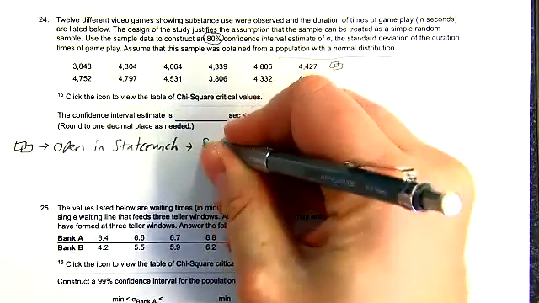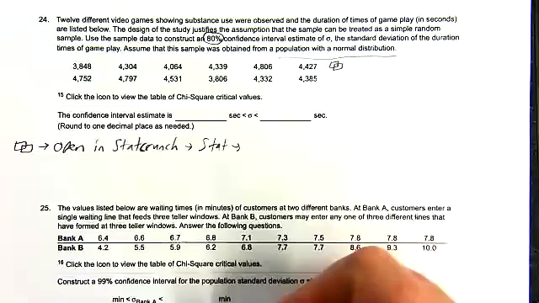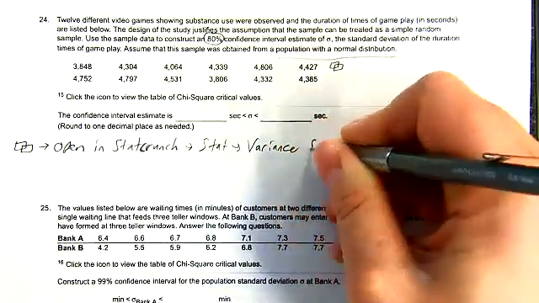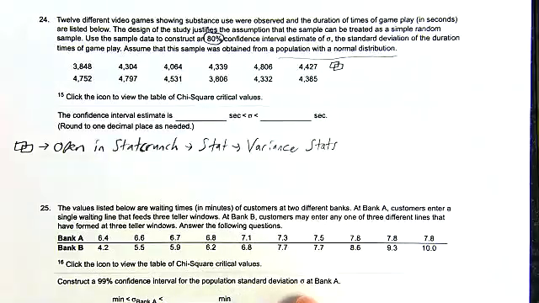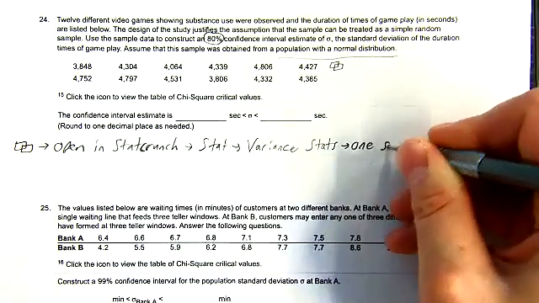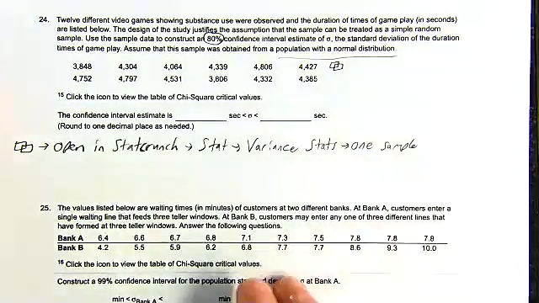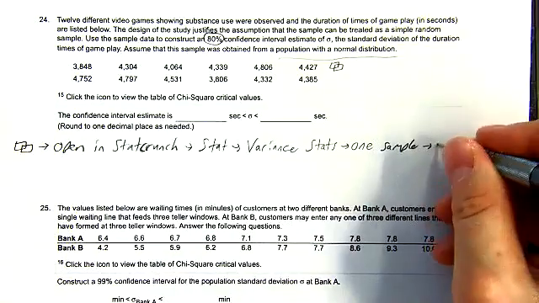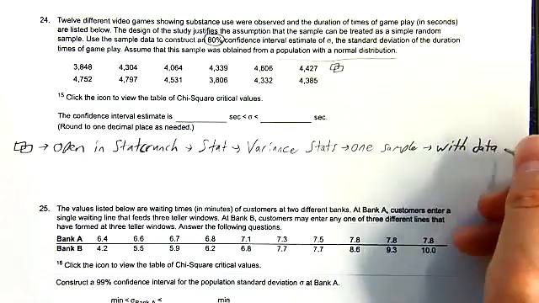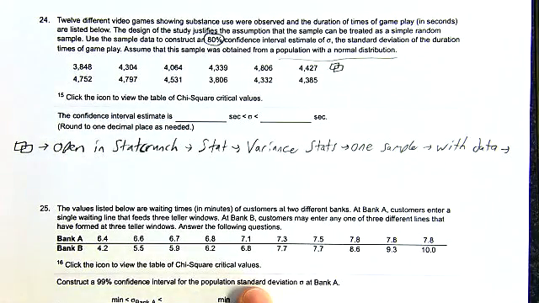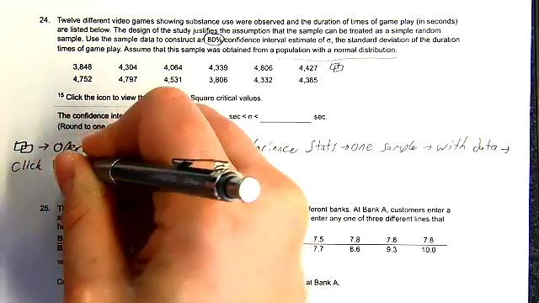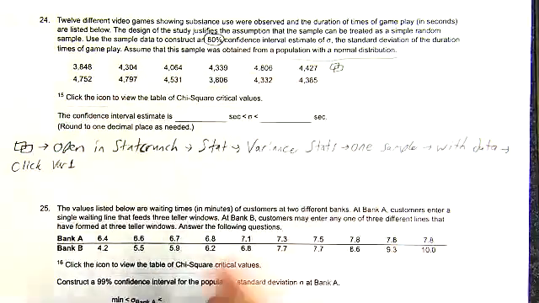You're going to go to the Stat button. Then you'll click on Variance Stats from the drop-down. You'll select one sample. Then you'll click With Data, because this one has the data already there. Then you'll click Variable 1, the words Variable 1, to load these numbers into the computer.